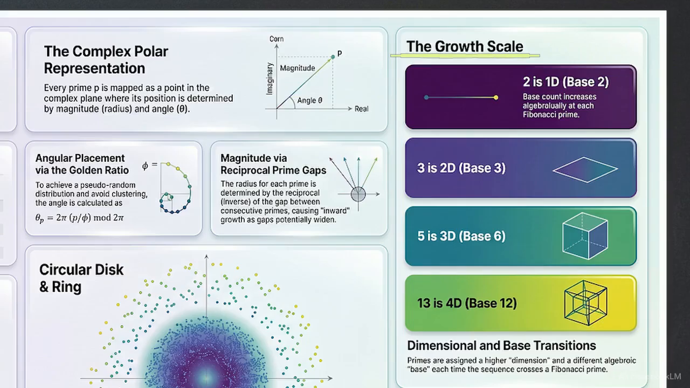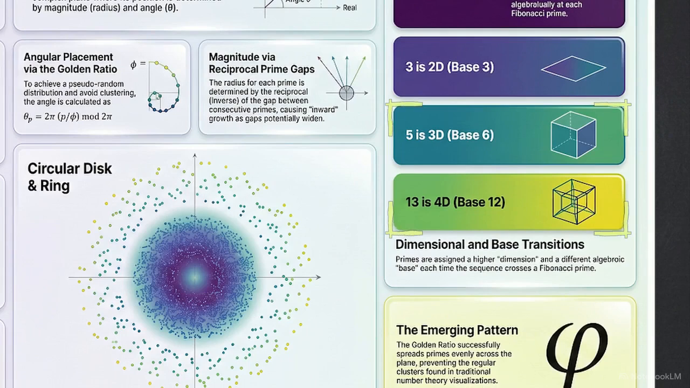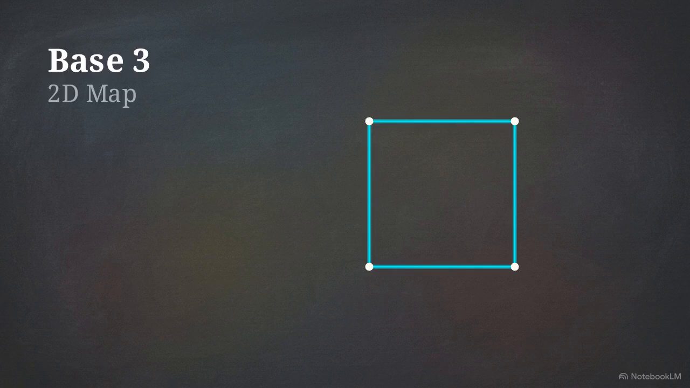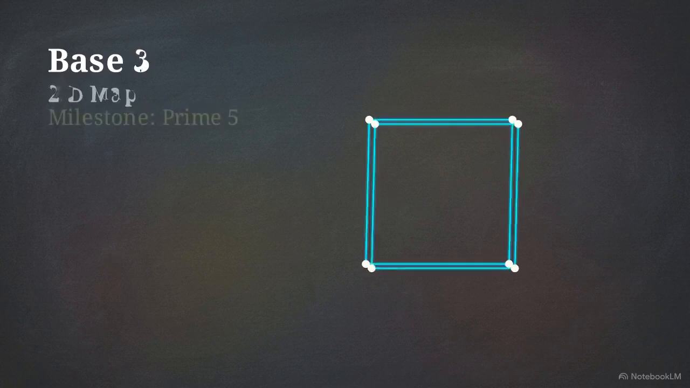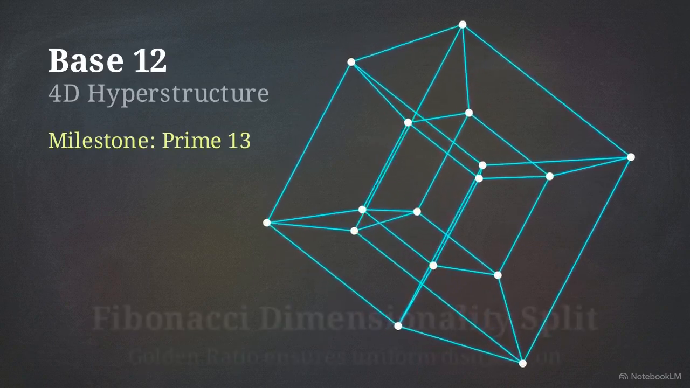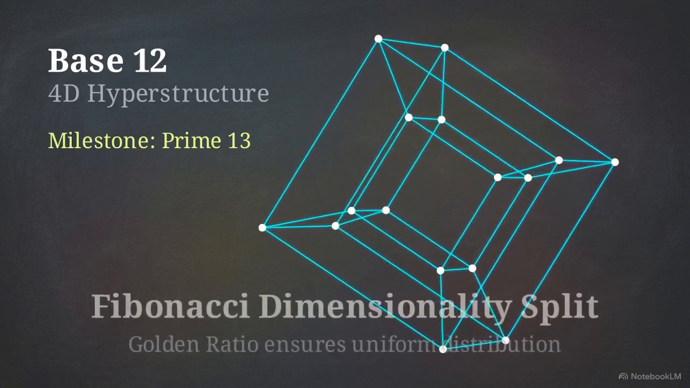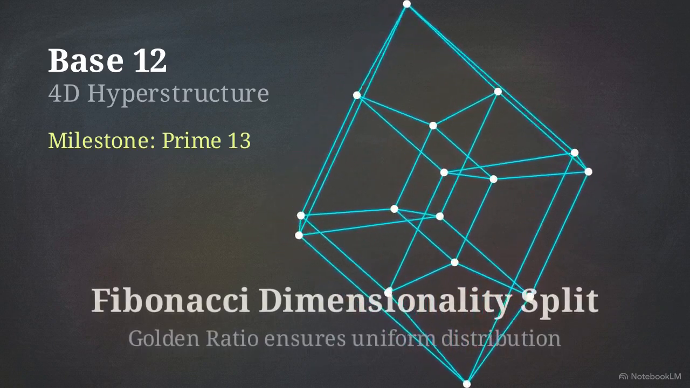This growth scale column demonstrates a phenomenon called a Fibonacci dimensionality split. Every time the sequence hits a Fibonacci milestone, like 5 or 13, the system resets its algebraic base, jumping from base 3 to base 6 and then base 12. These shifts in counting logic require more coordinate axes to distribute points evenly, forcing the 2D prime map to fold into 3D cubes and 4D hyperstructures.